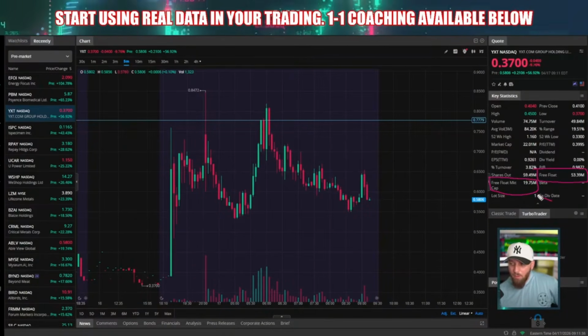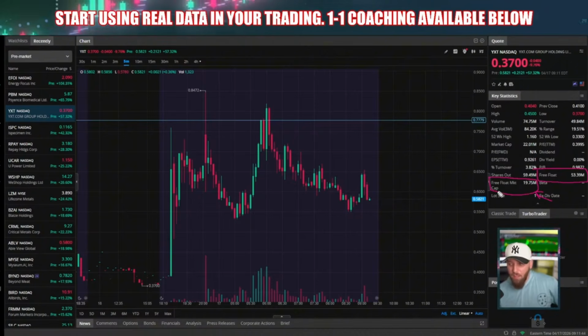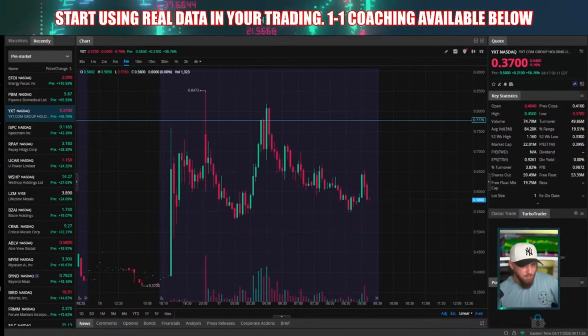So free float market cap will give you the market cap of just the free float, excluding insider shares, restricted shares, things like that. I don't really pay attention to this data point. I pay attention more to this. All right, let's see what else we got, guys.